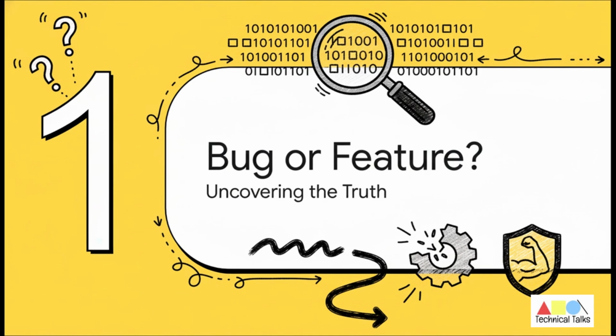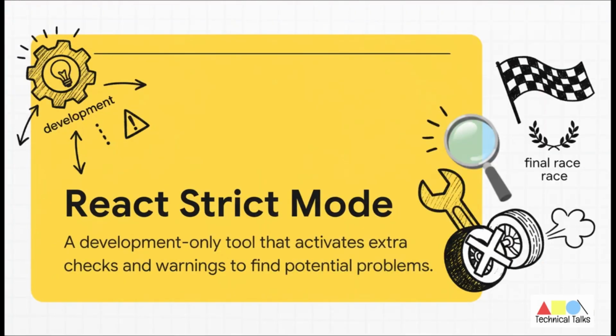So let's completely reframe this conversation. Is this whole double rendering thing a bug that's breaking your app? Or is it a carefully designed feature that's meant to make your code way stronger? Let's uncover the truth. First things first, what even is it? Well, React Strict Mode is basically a helper tool that you wrap around parts of your application.